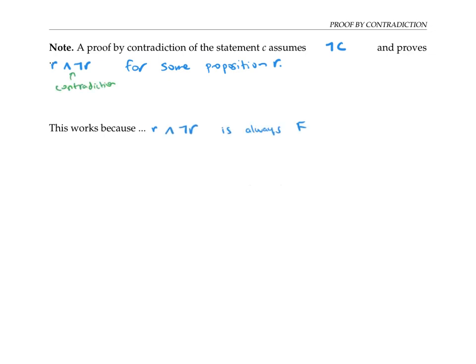It's a contradiction. So we're proving that not C implies false, or equivalently, that not false implies C by taking the contrapositive. Well, that's the same thing as saying that true implies C, and so C has to be true.